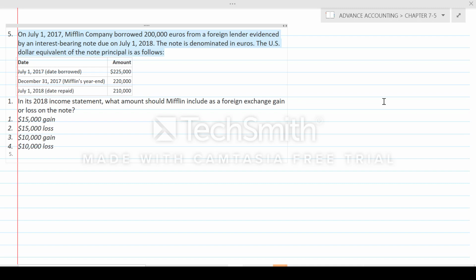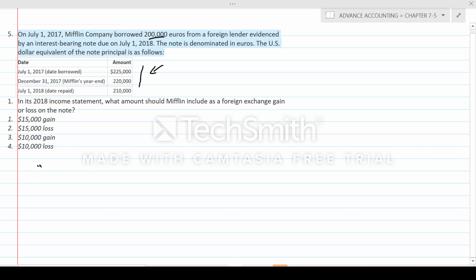And they have a little schedule that tells us the changes in the note right here. And so in its 2018 income statement, what amount should Mifflin include as foreign exchange gain or loss on the note? So here again, we prepare another schedule. Well, first let's identify data. So 200,000 euros from a foreign lender, and the US equivalent of the note principal is as follows. So that's this information that's in the schedule here.